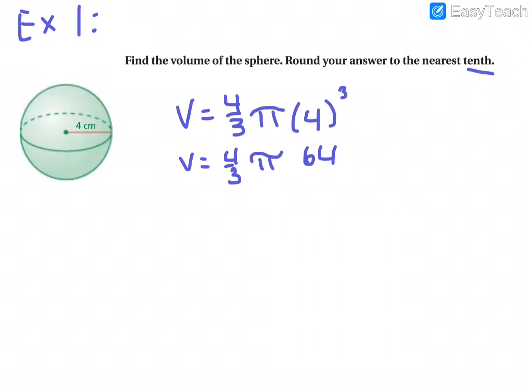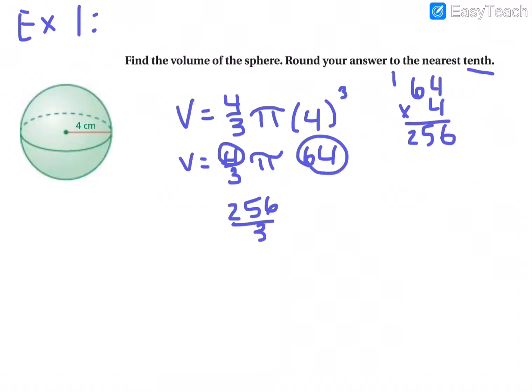So I always stop and think about what's the best way to evaluate this. Do I try to cross cancel here? I know that I can't, because if I add 6 and 4, that's 10. That's definitely not a multiple of 3. So I think the easiest way is just to multiply the 4 and the 64. So we have 256/3 pi.